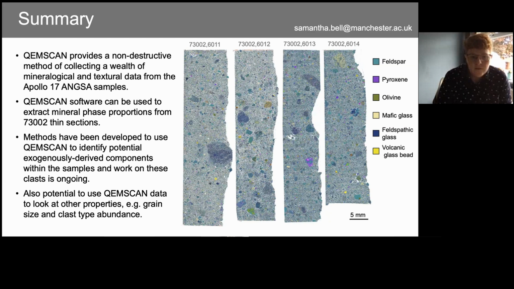The software has lots of uses, mineral phase proportions being one of them, but we've also shown that we can use this software to work out methods of identifying clasts of interest, in this case looking for potential exogenously derived components. But this could also be applied to looking at other clast types and abundances, and different properties such as grain size. So there's a lot of opportunities to explore different avenues in the future. Thank you very much.